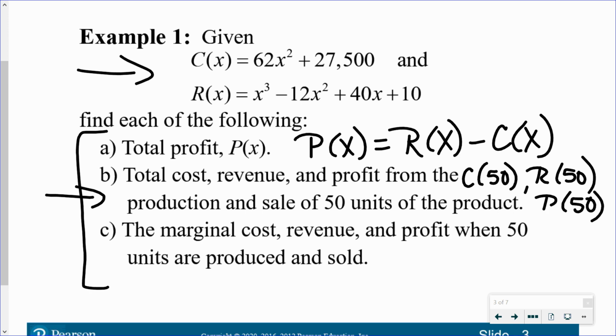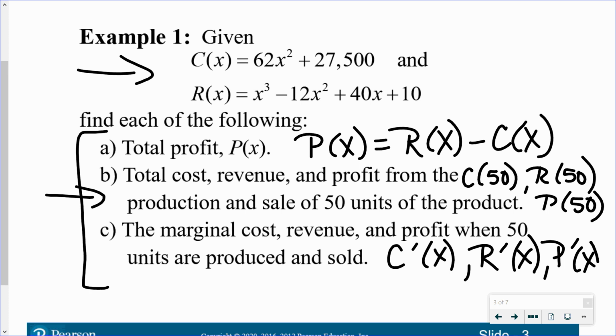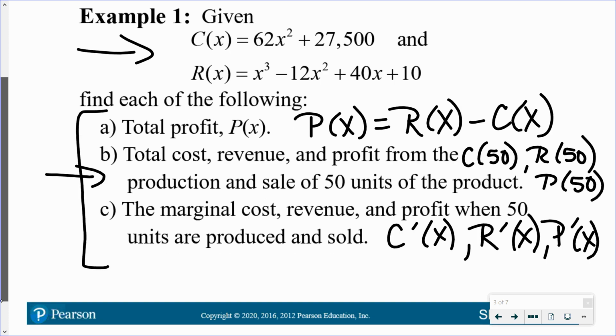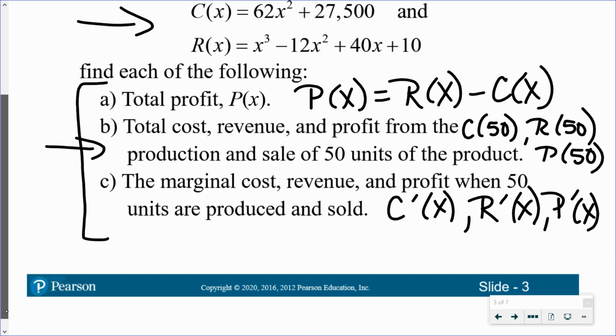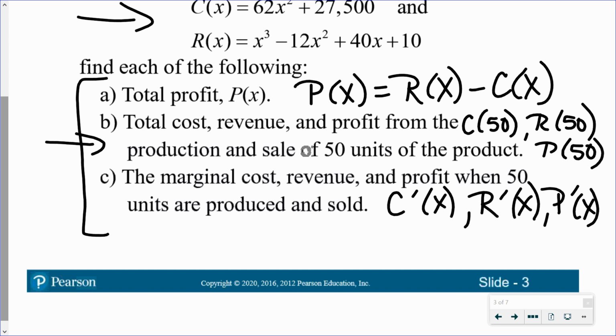And then finally, the marginal cost, the marginal revenue, and the marginal profit when 50 units are produced and sold. So C prime of X, R prime of X, and P prime of X. Okay, so let's take a look at those. So first we're going to do profit.